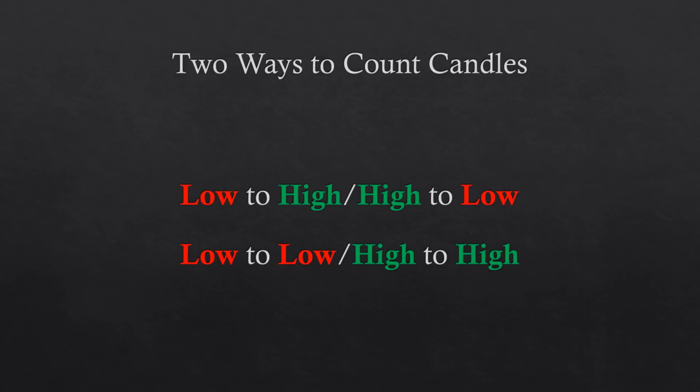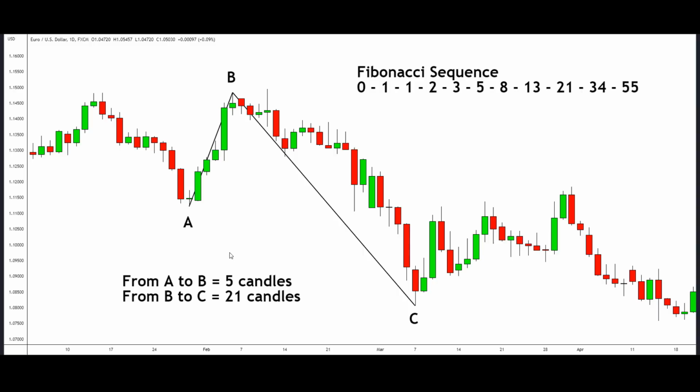We begin with a very simple example of the daily chart of the euro-dollar. In this chart, you can see that I marked two price movements with black lines and three major reversals labeled as A, B, and C. If we apply the Fibonacci counting technique from A to B, we'll see that there are 5 candles between A and B. Recall that 5 is a number in the Fibonacci sequence. If we apply the Fibonacci counting technique from B to C, we'll see that there are 21 candles between B and C. 21 is also a number in the Fibonacci sequence. This is clearly an example where this technique worked perfectly.